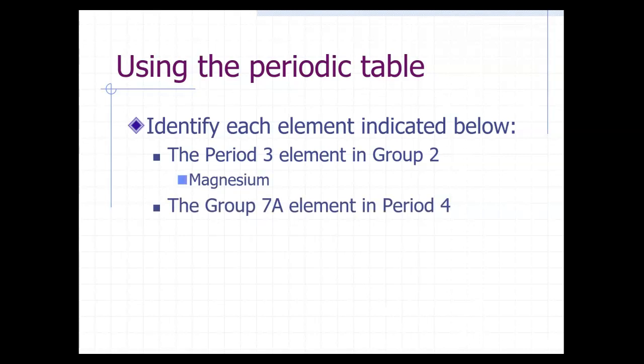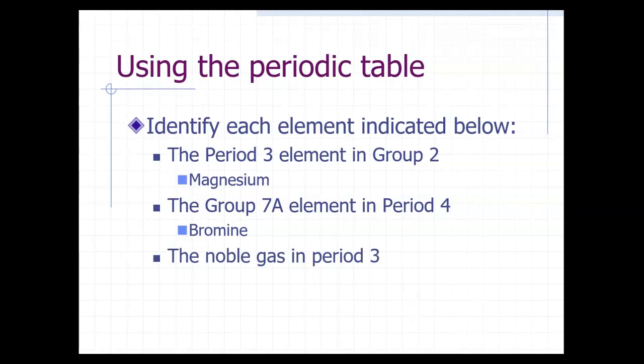The group 7A element in period 4. So you're going to go down to period 4, or row 4. You're going to go all the way across to group 17 or 7A. Look for the element there. That is going to be bromine, or Br.